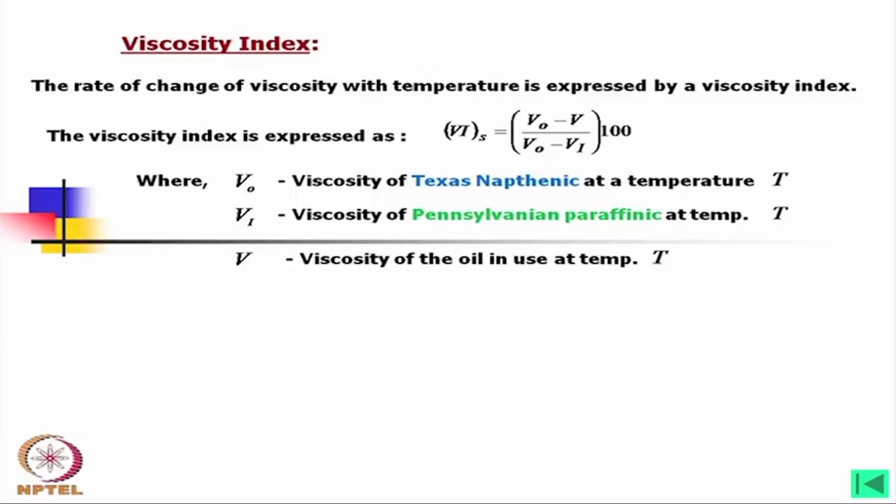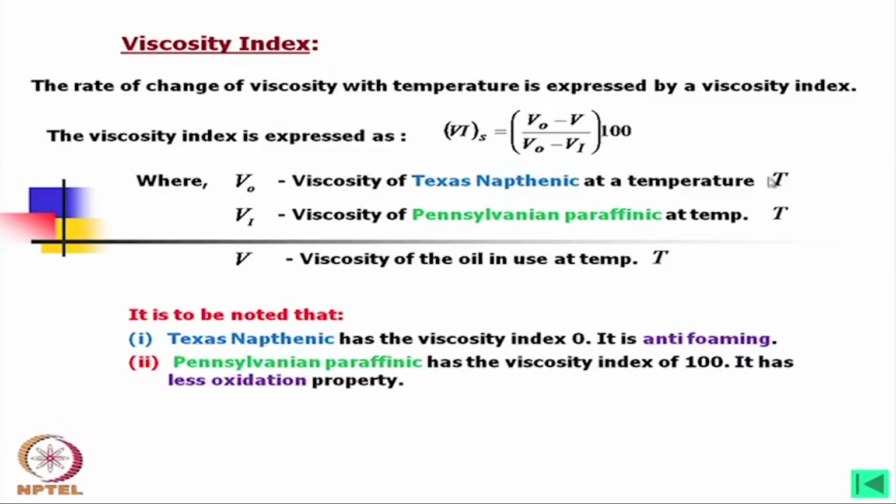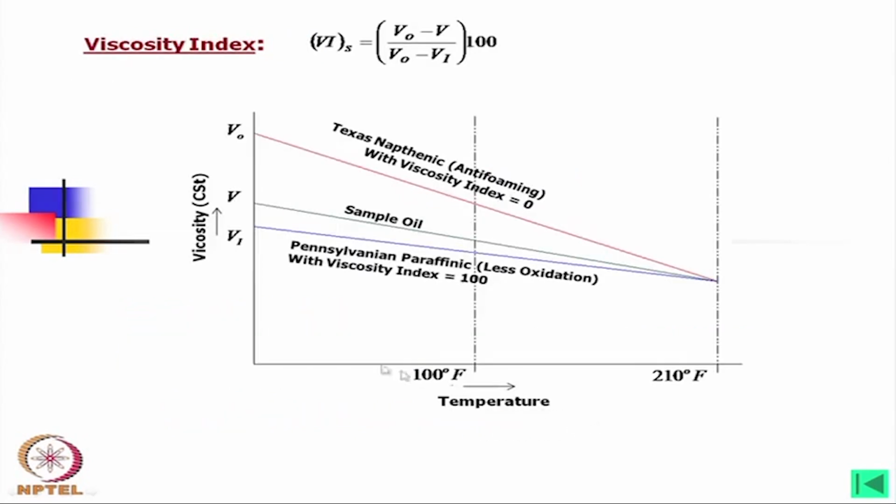So, these two particular oils were kept as a reference, and then how is it done? It is to be noted that Texas naphthenic has the viscosity index 0. It has very good anti-foaming property, whereas Pennsylvanian paraffinic has the viscosity index of 100. It has less oxidation, but not the anti-foaming. Now, it is presented in graphical form in the next slide.